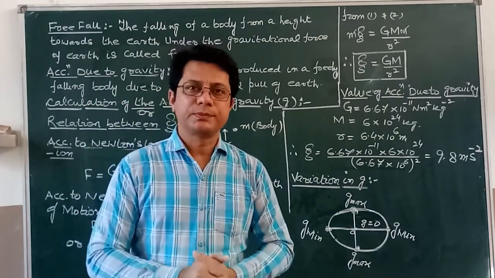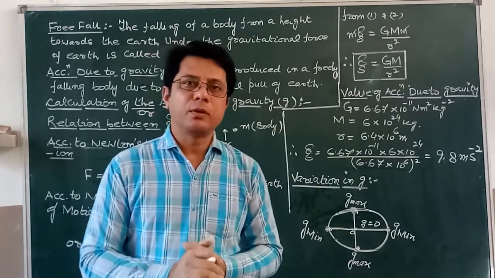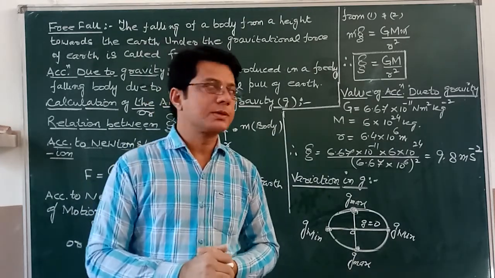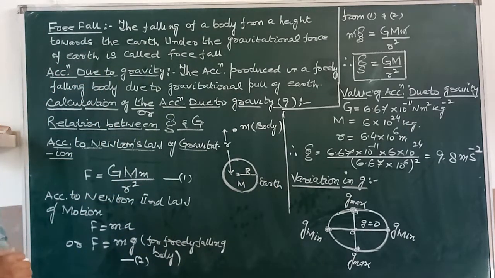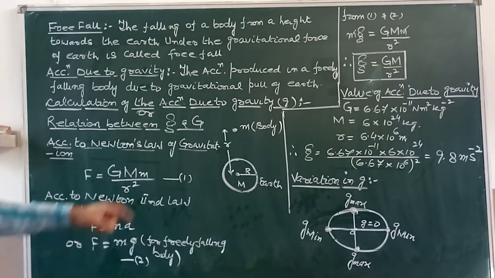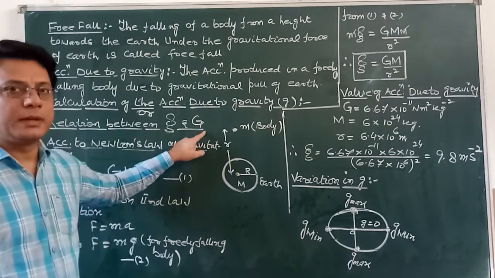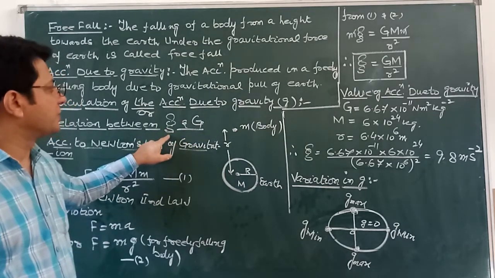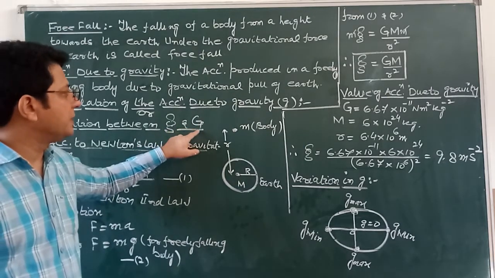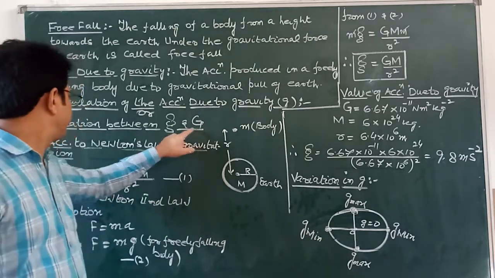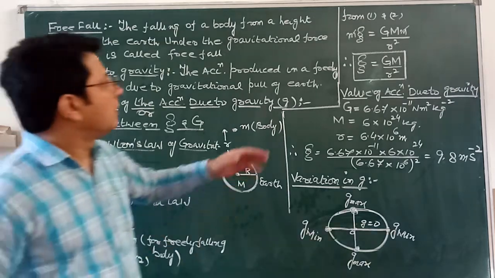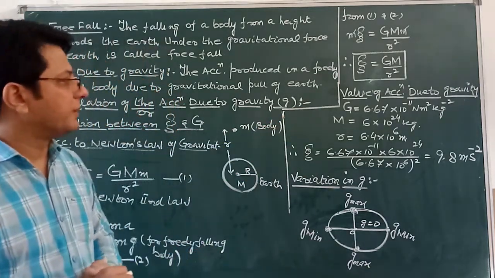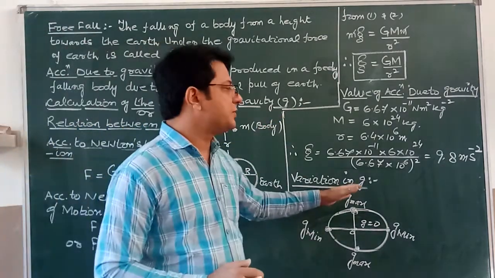Dear students, good morning. Today we are going to discuss a few topics: free fall, acceleration due to gravity, calculation of acceleration due to gravity, or the relationship between small g and capital G. Small g means acceleration due to gravity and capital G means gravitational constant. And the third one is the value of acceleration due to gravity and variation in g.